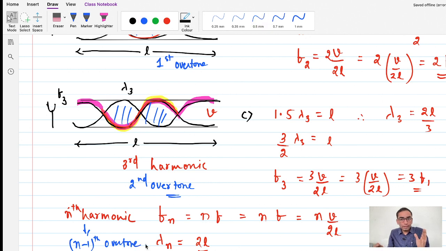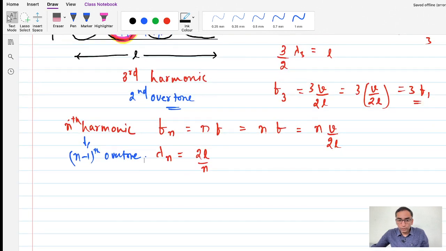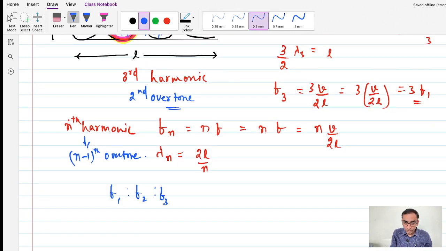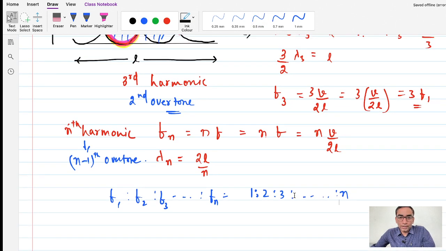And you can very well see that all harmonics are possible. So, if I write the ratio of the frequencies, F1 is to F2 is to F3 dot dot dot is to Fn, the answer turns out to be 1 is to 2 is to 3 is to dot dot dot till the end. So, this is how the organ pipe is being taken care of.